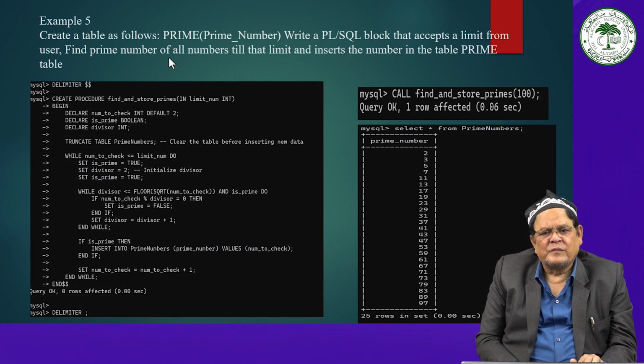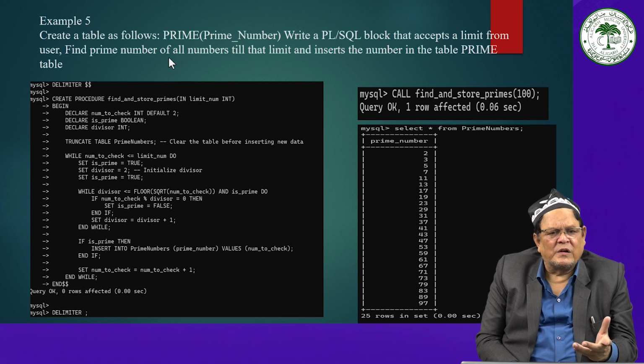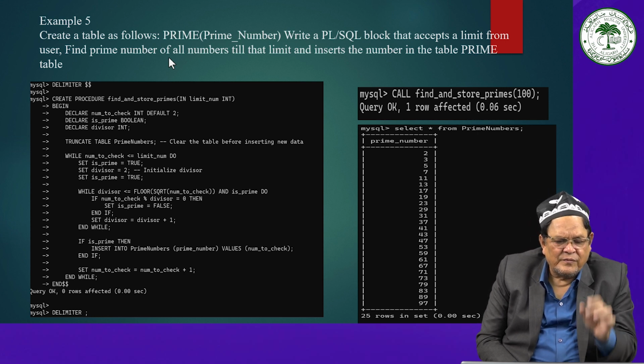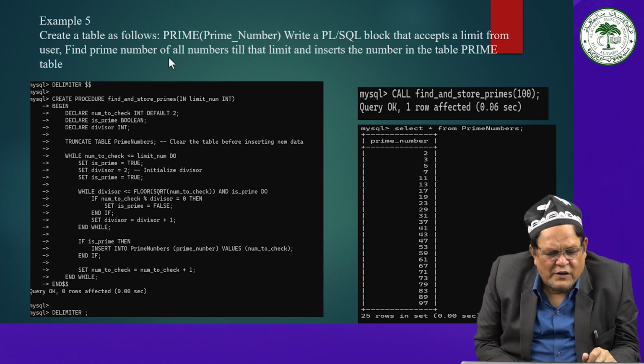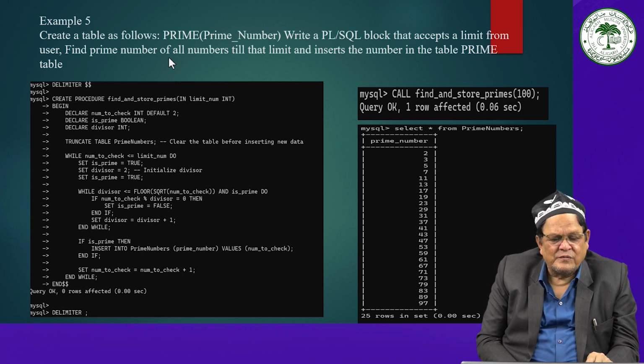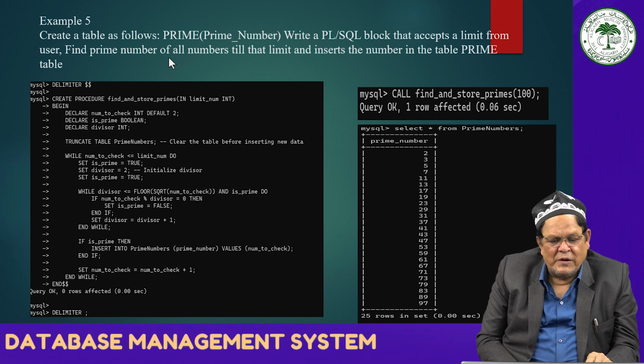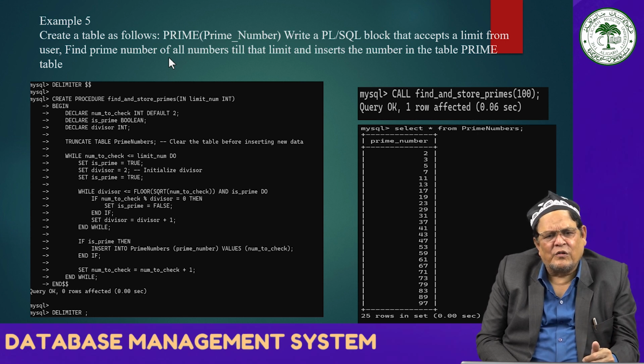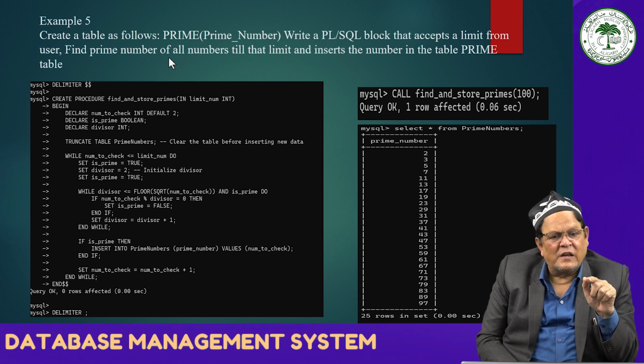So, how will you write it? In the same way, you have to create a procedure, then find and store primes in a limit number integer. This limit number can be 100, 10, or 20, but it must be an integer. Then we start the begin, and then the declaration of the variables.